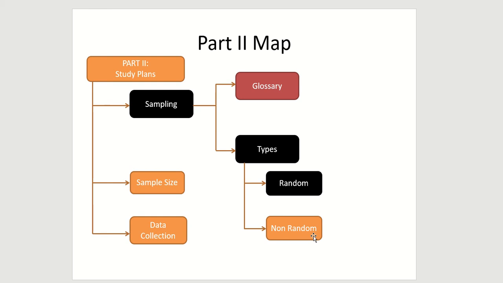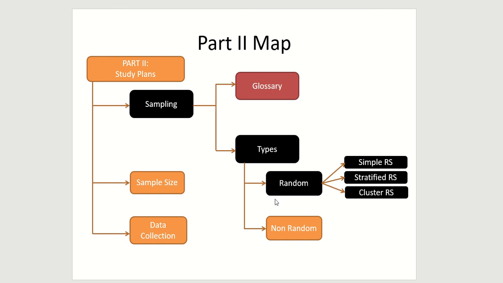The best way to know if your sample is random or not, ask yourself this question: does everybody stand a chance of being selected? If the answer is yes, theoretically speaking, then it's random. If the answer is no, if there is a group of people that do not stand a chance of being selected, then your sample is non-random, meaning non-probabilistic.